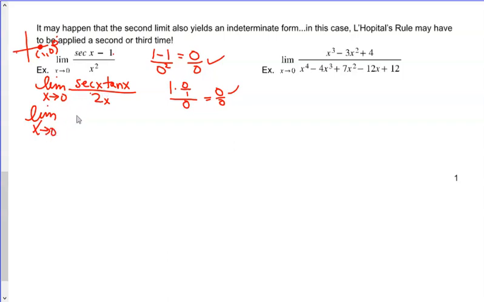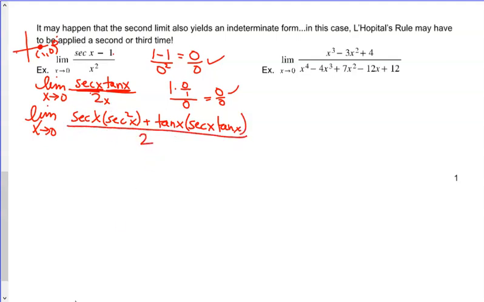I'm going to take the first times the derivative of the second, which is tangent. So the derivative of tangent is secant squared, plus the second times the derivative of the first. Well, we already know what the derivative of the first was. It's secant tangent, all over the derivative of the denominator, which is 2. Well, I now know definitely I'm not going to get an indeterminate form again because of the 2. Well, what happens when I plug 0 in?